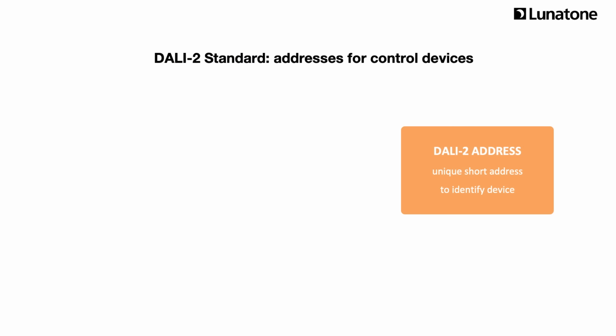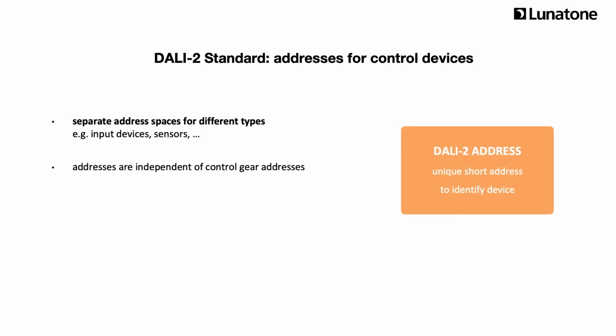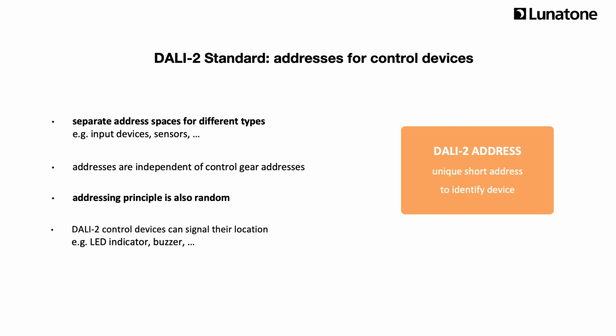With the DALI-2 standard, the addressing of control devices has been defined as well. Control devices have been given their own range of addresses. There are even separate address spaces for different types, such as input devices or sensors. This ensures that there are enough addresses available and that they are independent from the luminaire addresses. The addressing principle is also random, just like the control gear addressing. To localize the addresses, DALI-2 control devices can signal their location with blinking, buzzing, beeping, or similar.